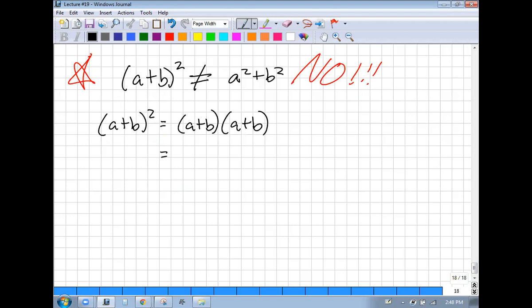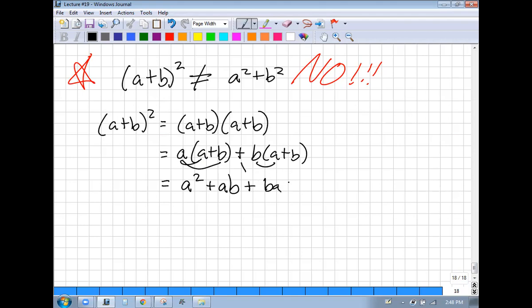This says take the a and multiply it by a plus b. Then you have a plus. Now take the b and multiply it by a plus b. So you're getting an a times an a is an a squared. Then you get the plus. And then you got the a times b. Then you got that plus. Then you get b times a. Then you get this plus. And the b times b, which is b squared.